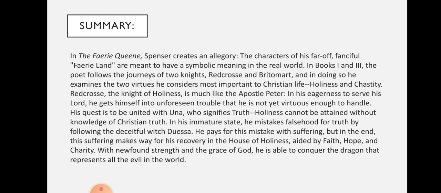With newfound strength and the grace of God, he is able to conquer the dragon that represents all the evil in the world. When we read certain chunks from the text, we can see how the dragon has been portrayed there, how horrible its appearance is, and Spenser has delineated each and every limb of the dragon, its horrible shape, and the terror and horror that it is spreading all around. But at the same time, we can see the power and strength used by the knight to fight it, and finally virtue wins over vice. So basically The Fairy Queen is a struggle between vice and virtue.